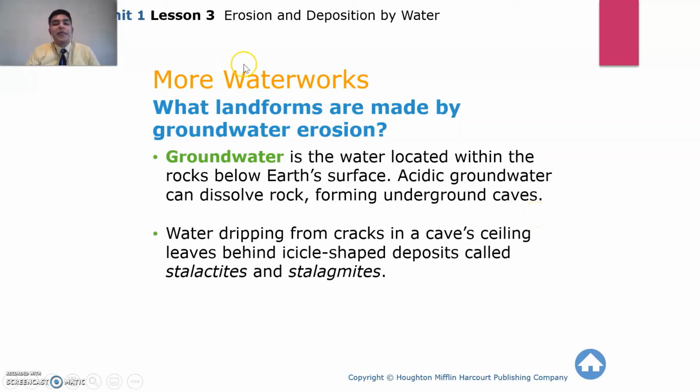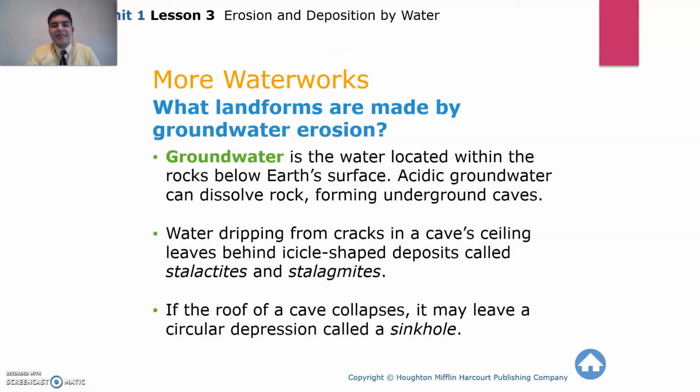Water dripping from cracks in a cave's ceiling leaves behind icicle-shaped deposits called stalactites and stalagmites. If the roof of a cave collapses, it may leave a circular depression called a sinkhole.